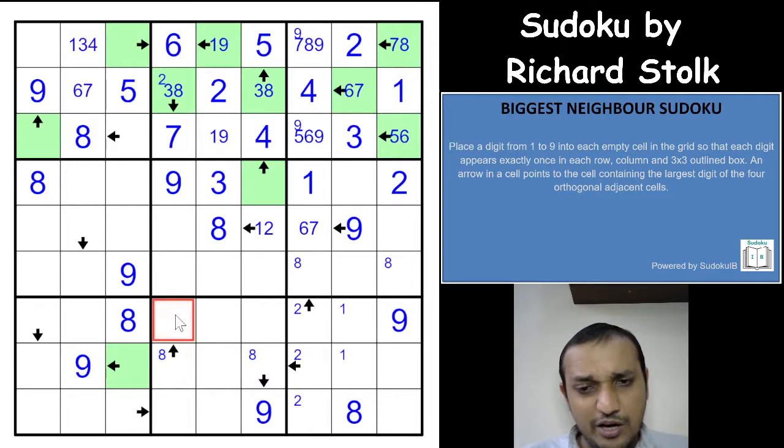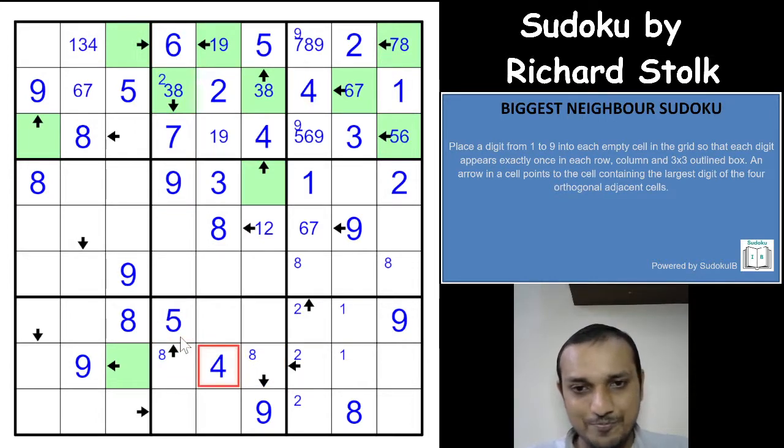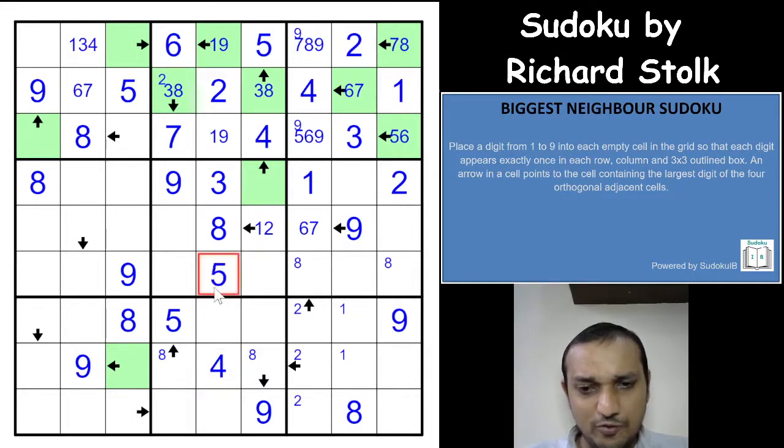Which means this cell would have to be a 5 only, because 9, 8, 7 and a 6 is not possible. So this cell would have to be a 5. This cell is the minimum cell, that is a 4 here. And which means now 5 would have to be here in this box. These two cells are 6 and 7 in any order.